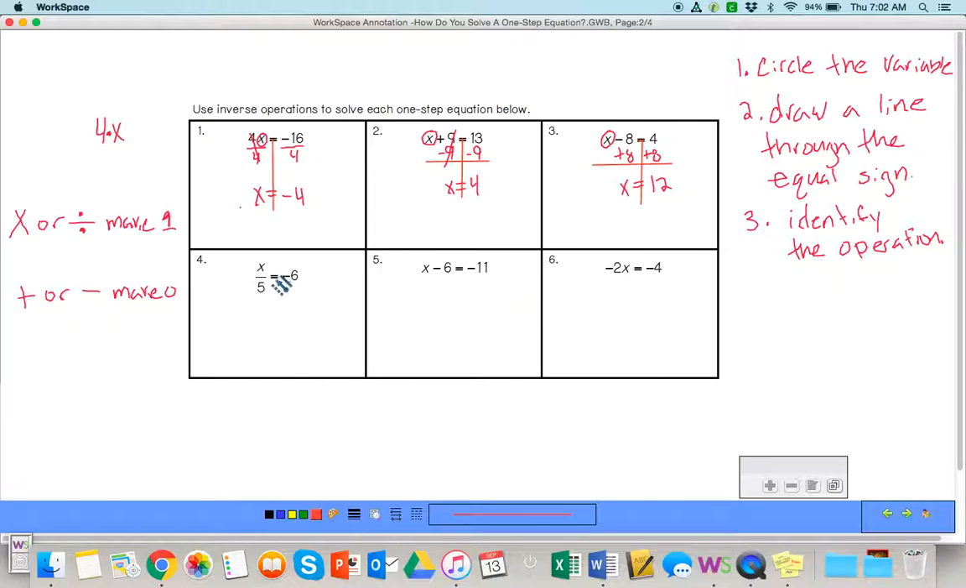All right, this one looks a little bit different, but if you remember from the very beginning of the year, we said that fractions always mean divide. So this is x divided by 5. If I'm dividing by 5, then I need to multiply by 5 on both sides. So this cancels out. We get x equals negative 30.